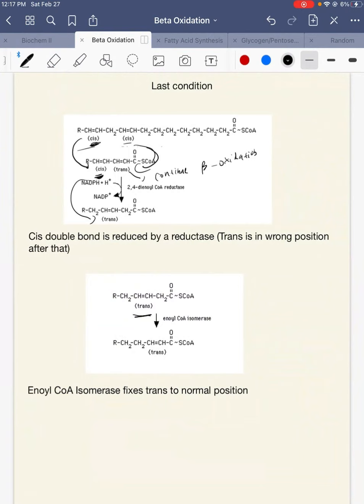So we have to run an extra reaction with a dienoyl-CoA isomerase as well, and then this kind of fixes this trans bond, and then we can continue beta-oxidation. So that's what happens if you have two cis bonds. And you can kind of use that logic.